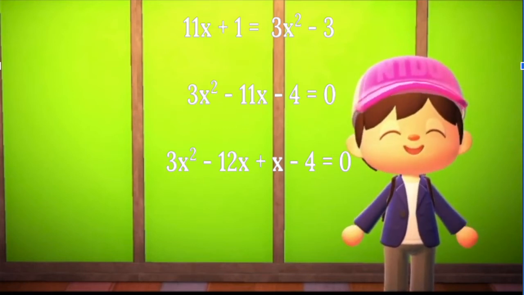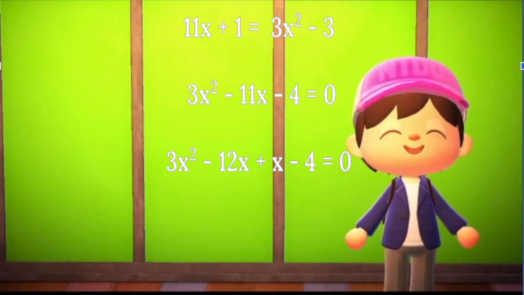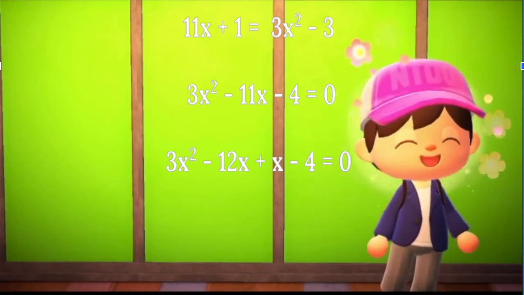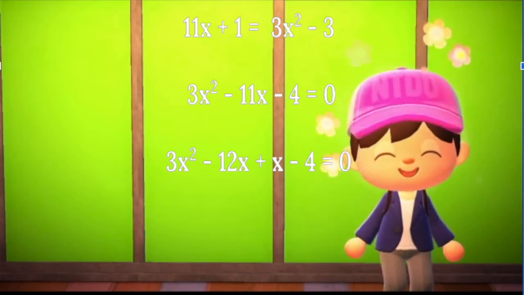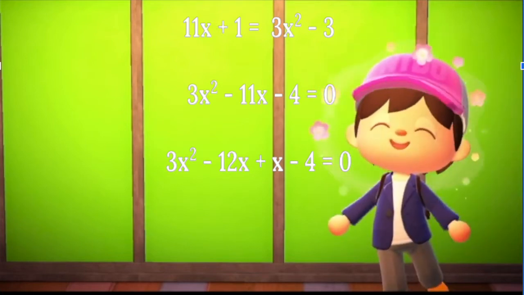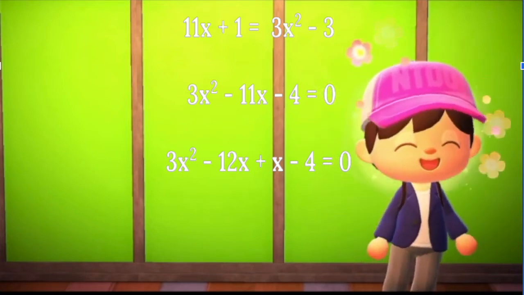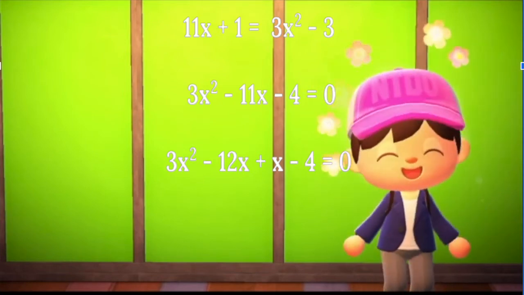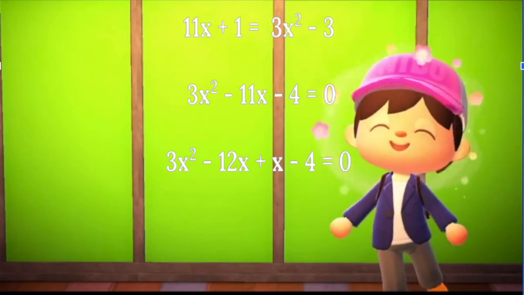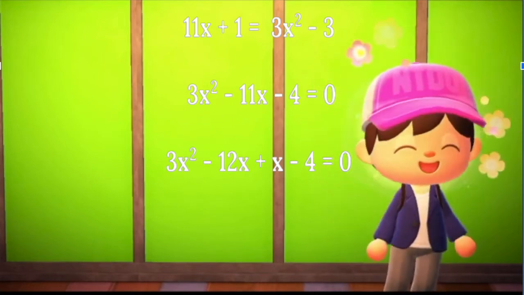And the reason you have 12x plus x instead of 12 plus 1 is because you have to bring the x variable down from 11. You're basically saying that 3x squared minus 11x minus 4 is equal to 3x squared minus 12x plus x minus 4, because negative 12x and x are common factors with our polynomial. So once you do all that, you should end up with 3x squared minus 12x plus x minus 4.